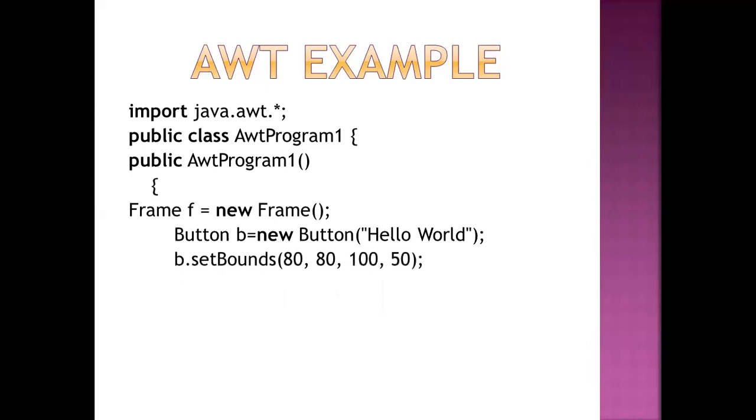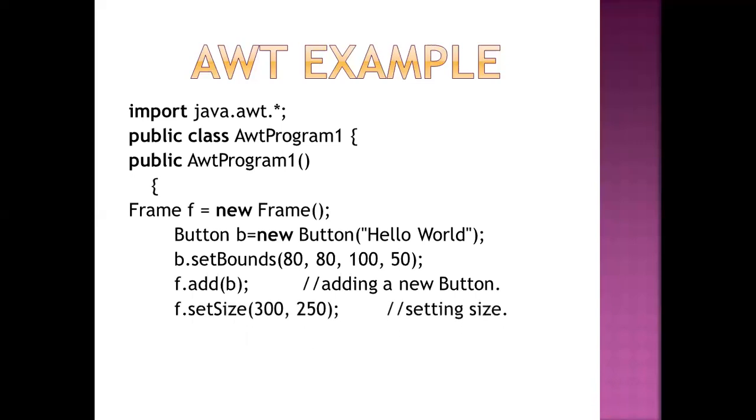Then I set the bounds for the button, that is, its position and size. So the values are given, and now I want to put this button into the frame, because the frame is the container which is going to hold the component. The component is the button, the container is the frame. So within the frame, I must place the button. Using the add method, I say f.add(b), where f is the object of Frame and b is the object of Button. So I have now placed the button into the frame.